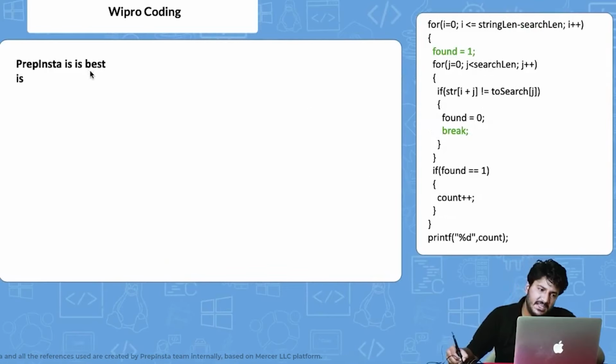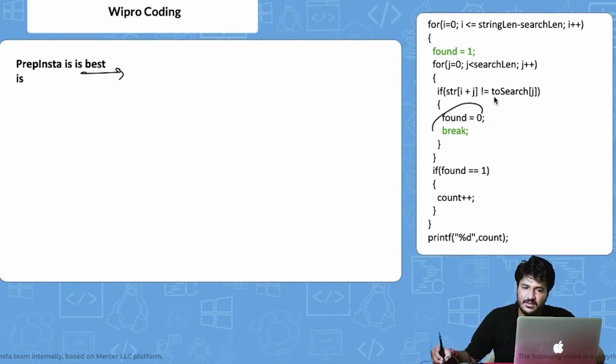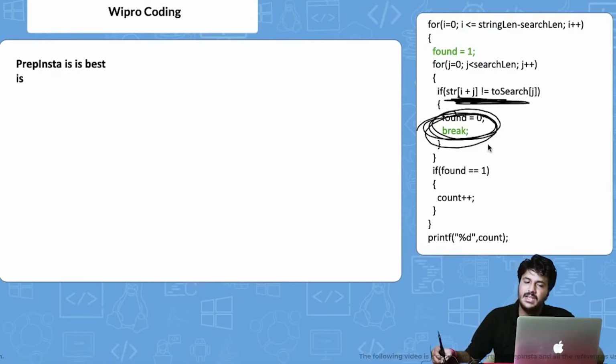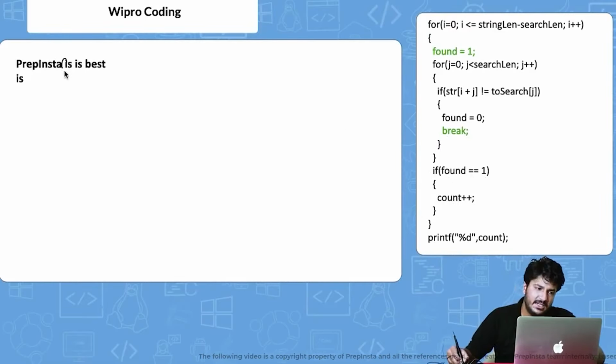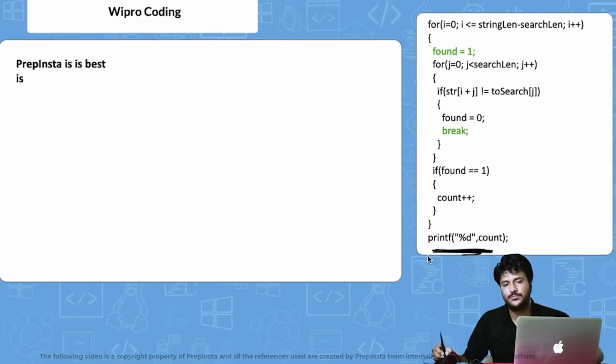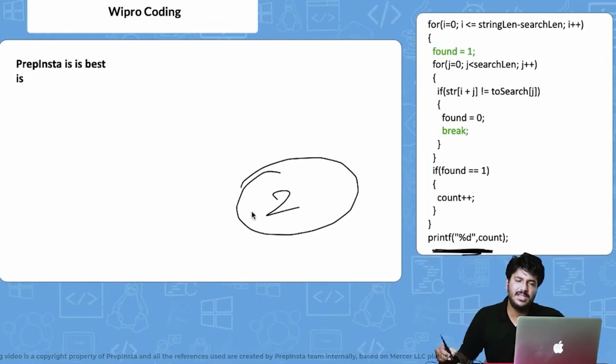So this will happen. Finally the whole code will run, the same thing will happen, this condition will get satisfied every time, found value will remain 0, this count will not get increased, this will only get increased twice, here and here, right? Finally we print out the count value here, and the final count value is 2.